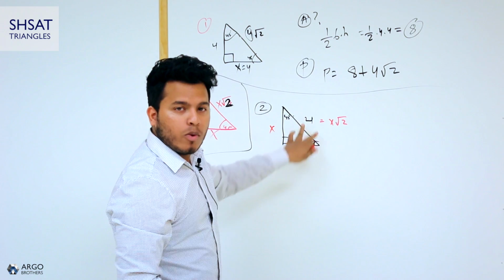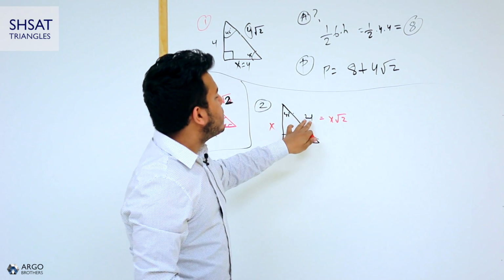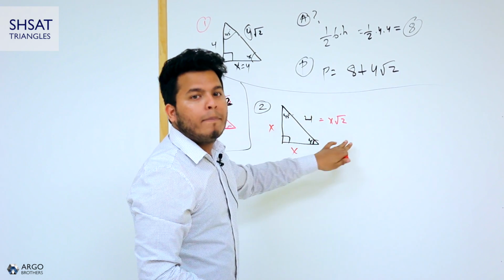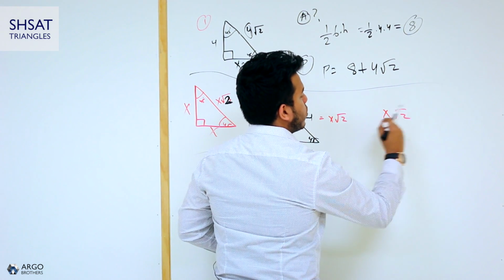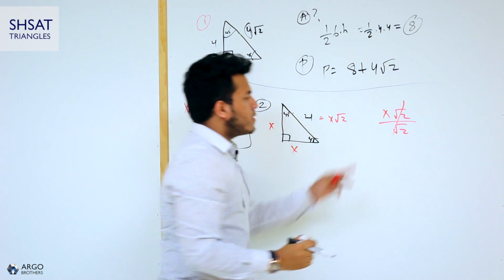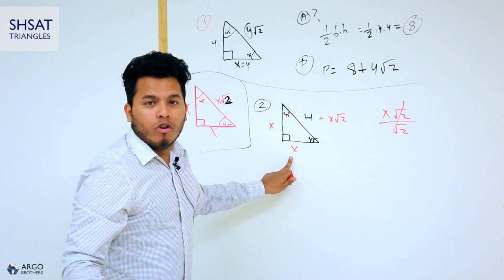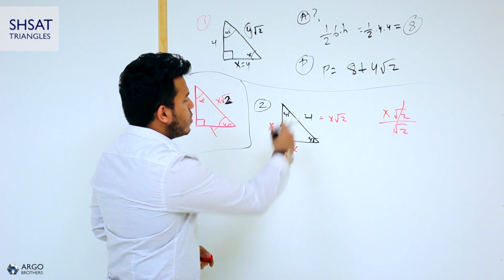If you have this and you want to find out this, what you can do is divide this number over here by radical 2, right? Because if you divide x radical 2 by radical 2, they cancel out and you get x, and we're good here, right? We're at a good standing point. So let's go ahead and do that.